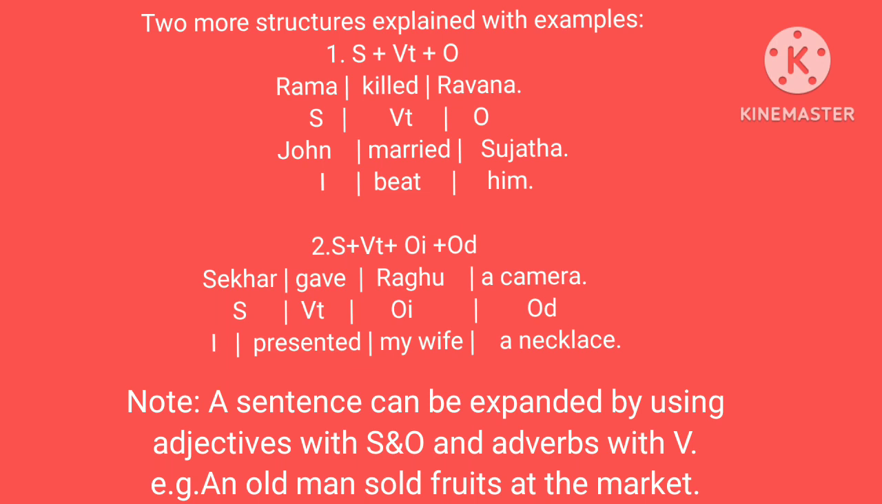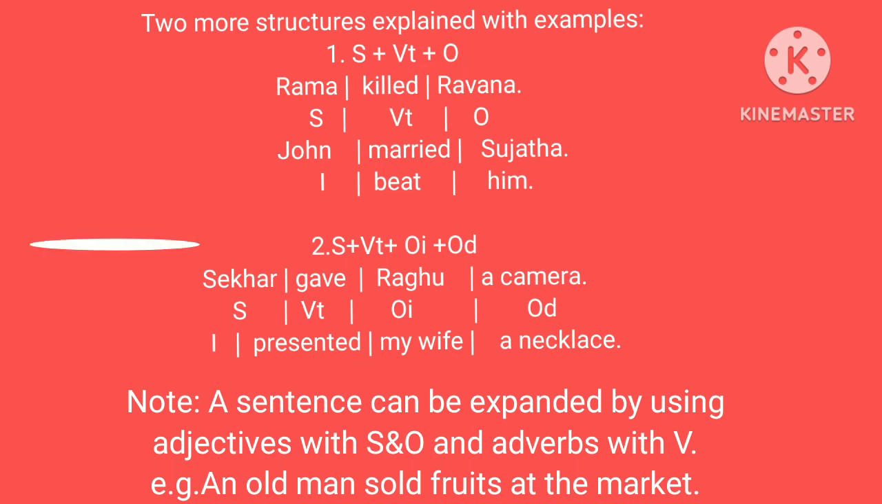Two more structures explained with examples. Subject plus transitive verb plus object. Example: Rama killed Ravana. Rama subject, killed transitive verb, Ravana object. In the same way, John married Sujata. I beat him. Second sentence structure: subject plus transitive verb plus indirect object plus direct object.